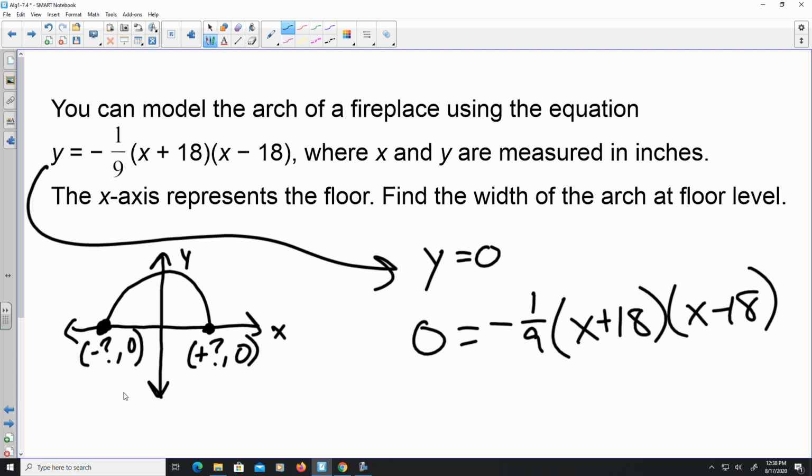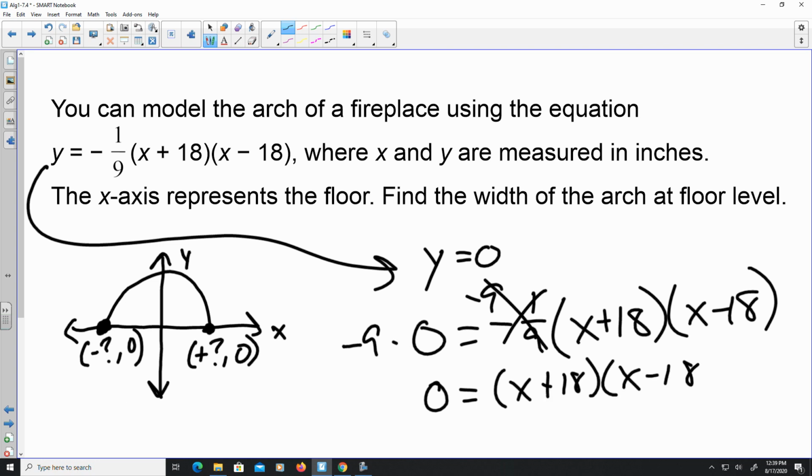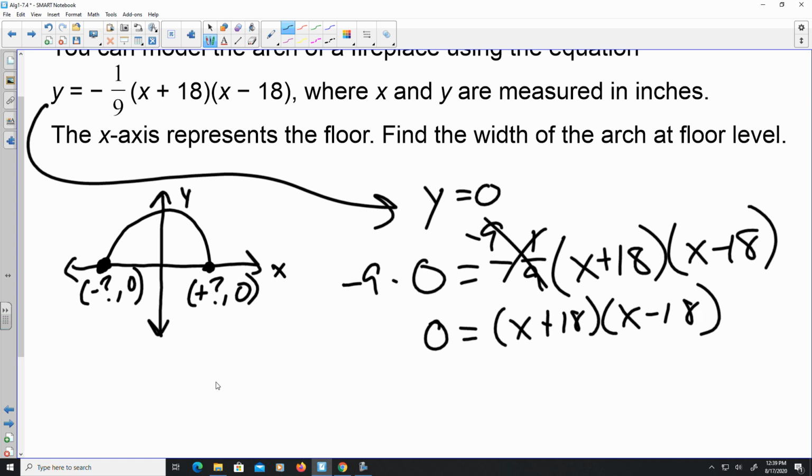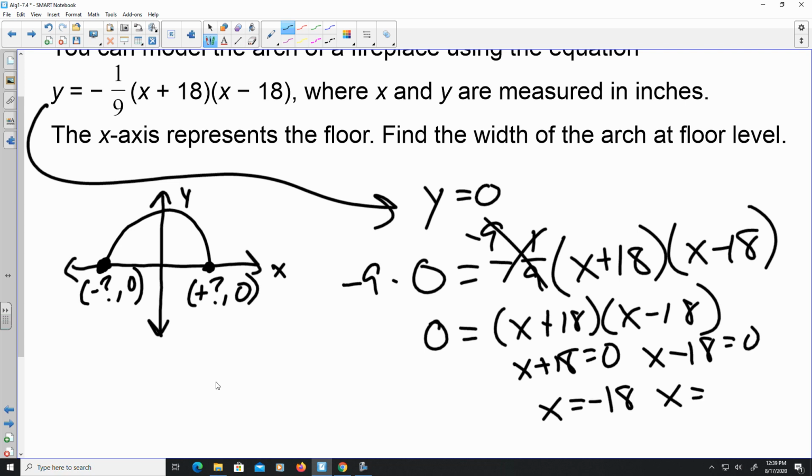Now, you can do one of two things. You could multiply both sides of the equation by -9. So if you multiply by -9 here, that would cancel that out. Multiply -9 here. Well, -9 times 0 is 0. So now you have 0 equals x plus 18 times the quantity x minus 18. Using the zero product property, I got x plus 18 set equal to 0, x minus 18 set equal to 0. x would equal negative 18, x would equal positive 18, or plus or minus 18, however you would prefer to write the answer.